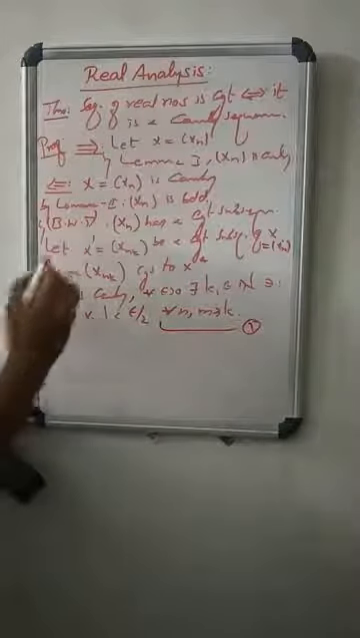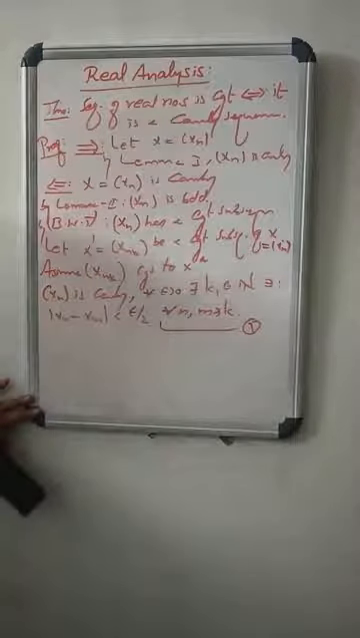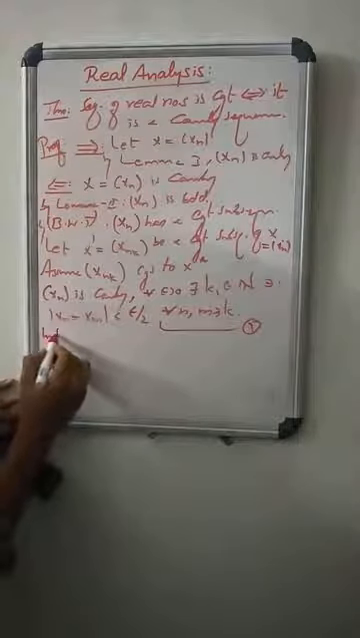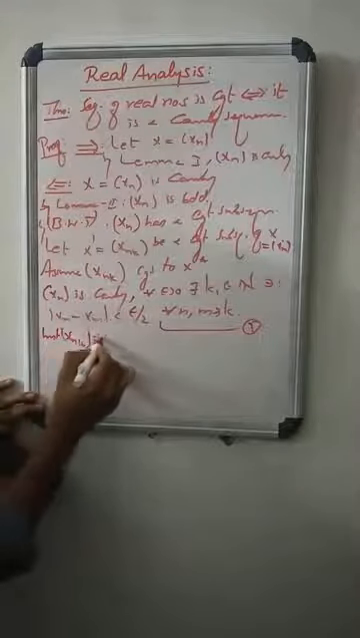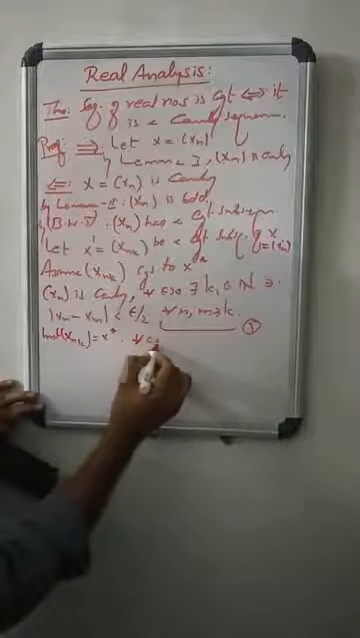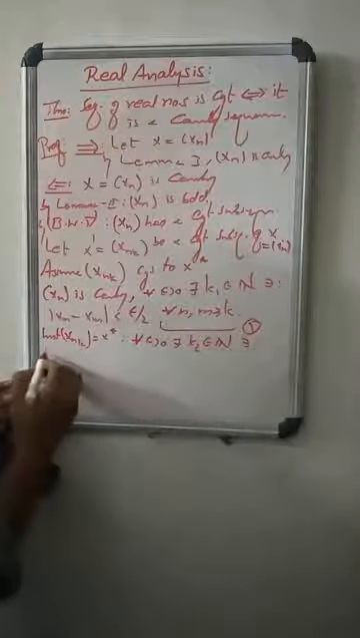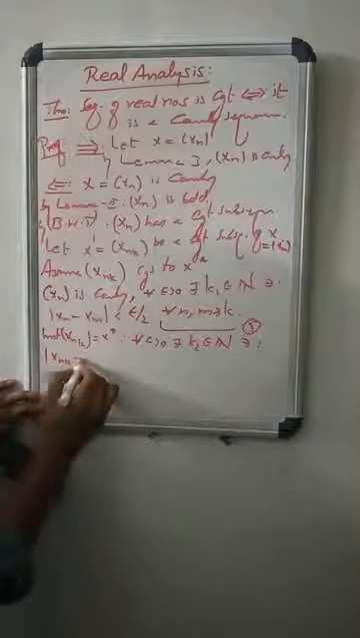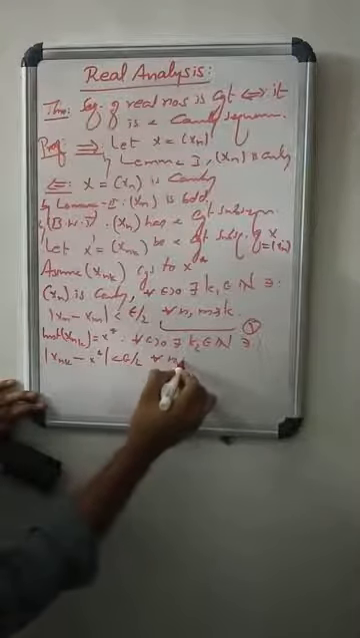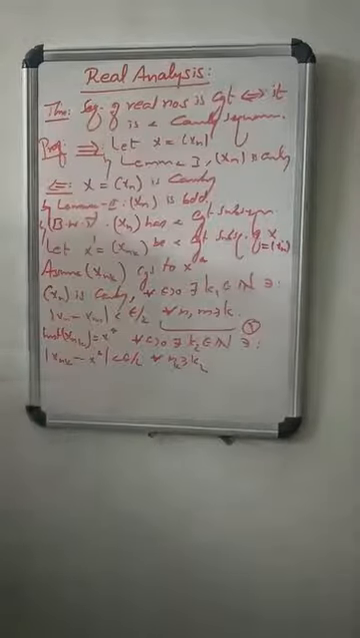Again, what is X'? X' is (xnk), and (xnk) converges to x star, which means the limit of xnk equals x star. So by definition, for all epsilon positive, there exists some k2 in N such that modulus of xnk minus x star is strictly less than epsilon by 2 for all nk greater than or equal to k2.